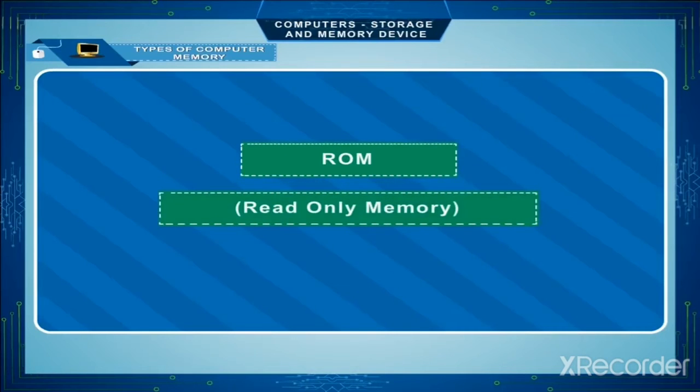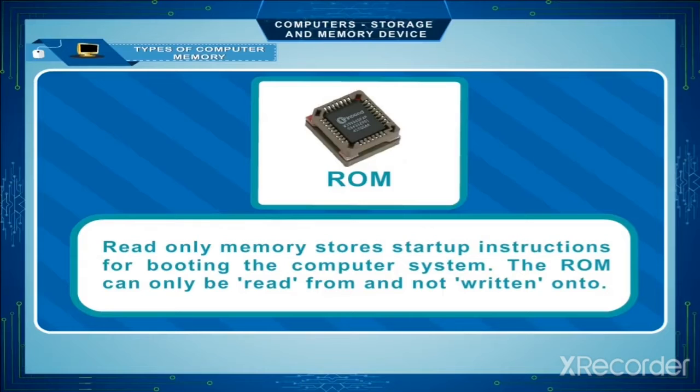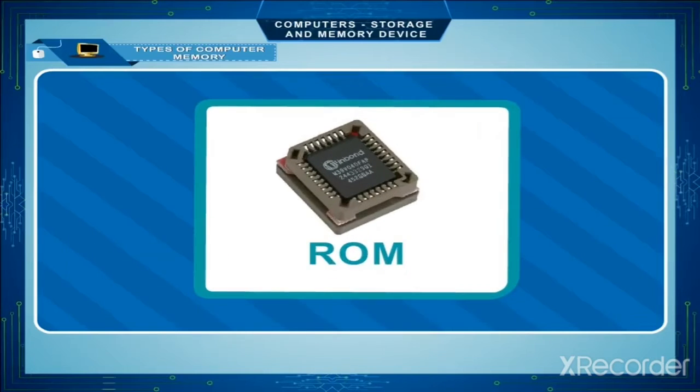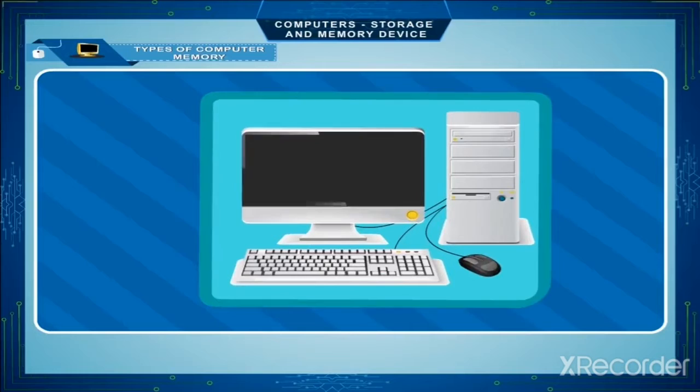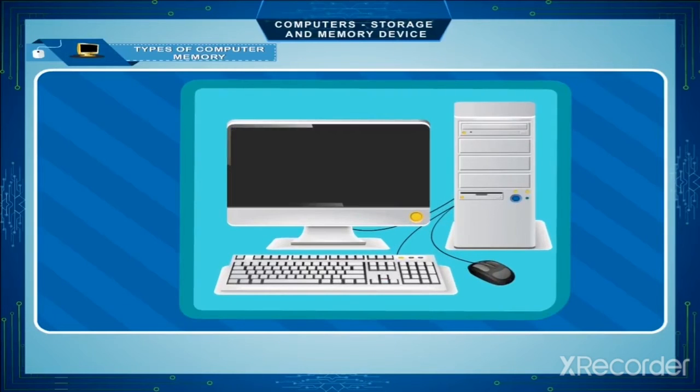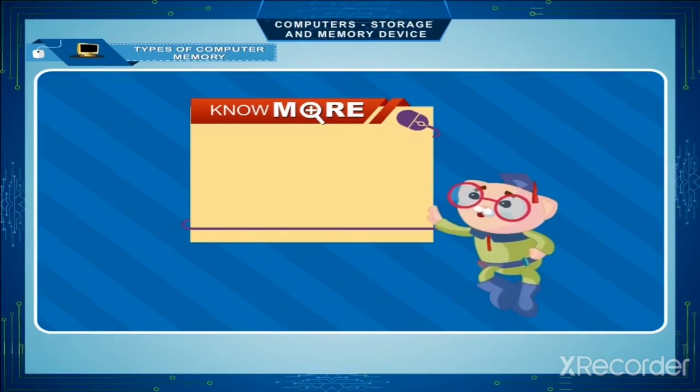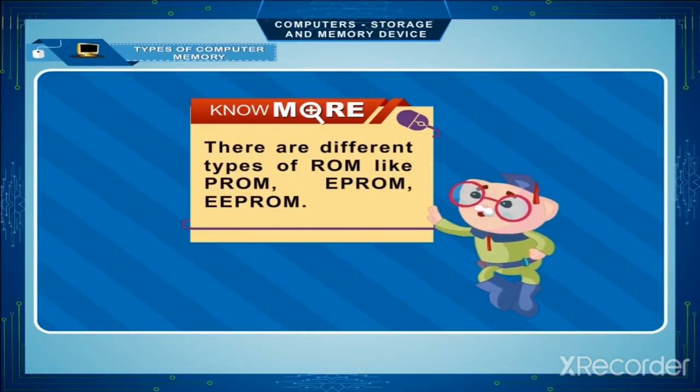ROM, read-only memory. Read-only memory stores startup instructions for booting the computer system. The ROM can only be read from and not written onto. Information is permanently stored onto ROM and cannot be changed. The contents are not lost when you turn off the computer. Thus, it is a non-volatile memory. There are different types of ROM like PROM, EPROM, EEPROM.